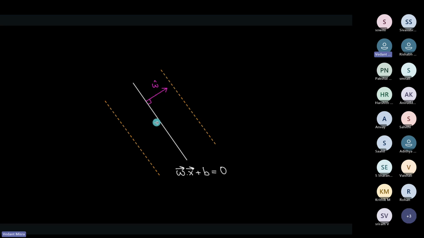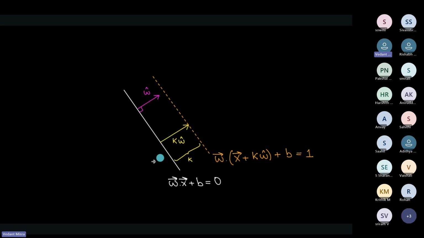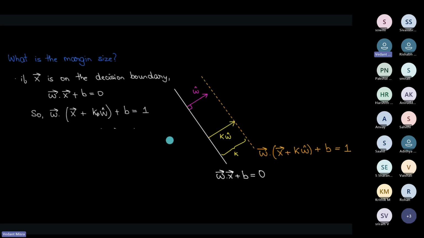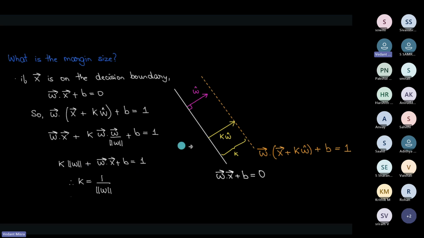So initially we were at some point x. We went k units along w cap. So our new location became x plus k w cap, and that's on the margin boundary, so it should satisfy this orange equation. Just writing that out, we get these two conditions. If we open up this expression, we get this thing. We swap this, put this on the left, put this on the right, and you get this. Because x is on the decision boundary, this entire term becomes 0. So we get k norm of w is equal to 1. So k becomes 1 over norm of w.